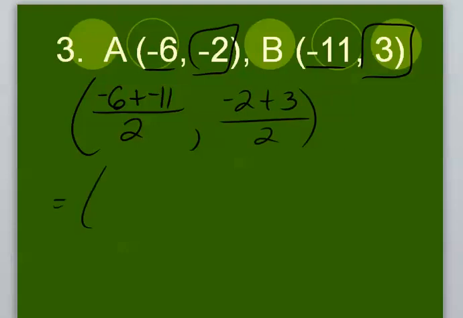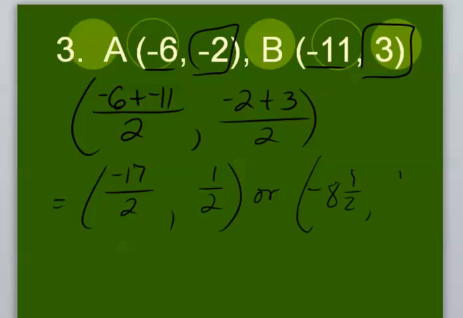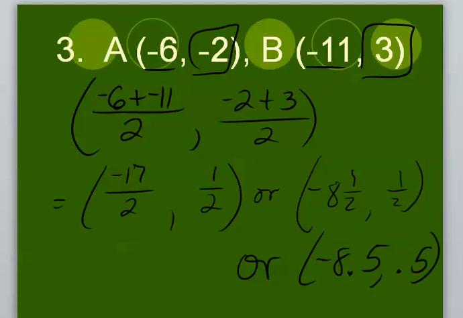-6 plus -11 is -17 because we get plus a negative. -2 plus 3 is 1. And you can leave your answer in this form, -17/2, 1/2. Or you could change it to -8 and 1/2, 1/2. Or you could change it to -8.5 and 0.5. Either one of these answers is absolutely correct. Remember, midpoints can have halves and 0.5s. They could be positive or they could be negative.